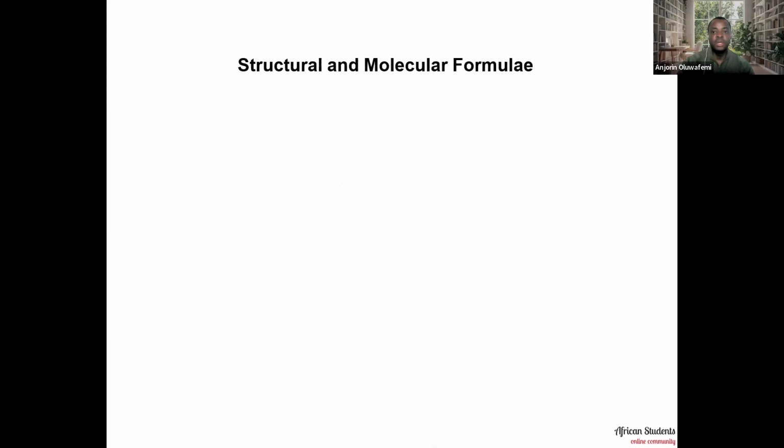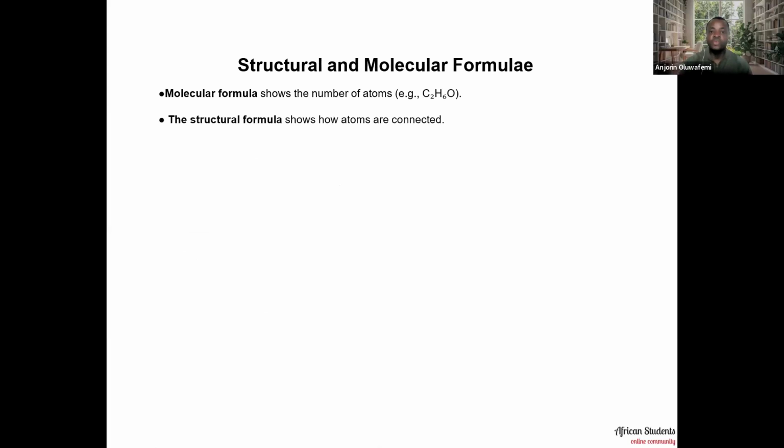So we must understand the structural and molecular formula. Molecular formula shows the number of atoms, e.g., C2H6O. That's the molecular formula for that particular compound. So molecular formula basically shows us the number of the atoms, while the structural formula shows us how atoms are connected. How the atoms are connected is displayed or shown by the structural formula.